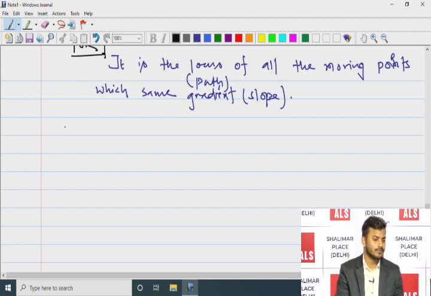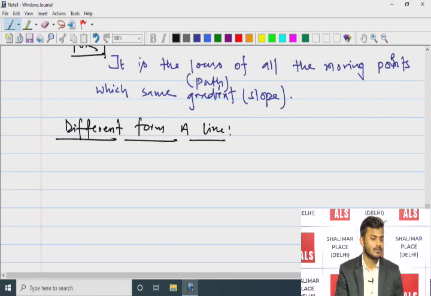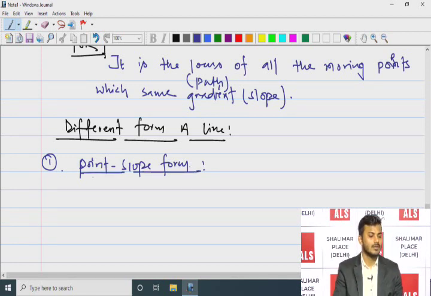Different forms of a straight line. First, the point slope form.